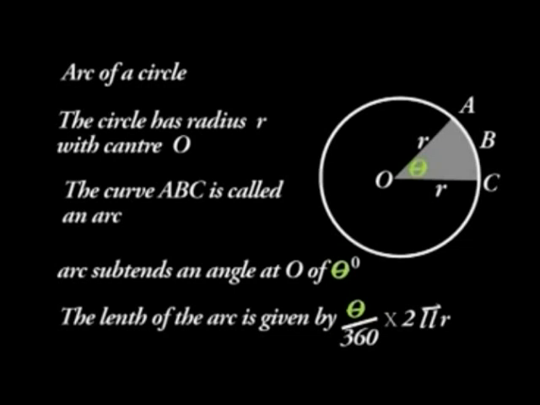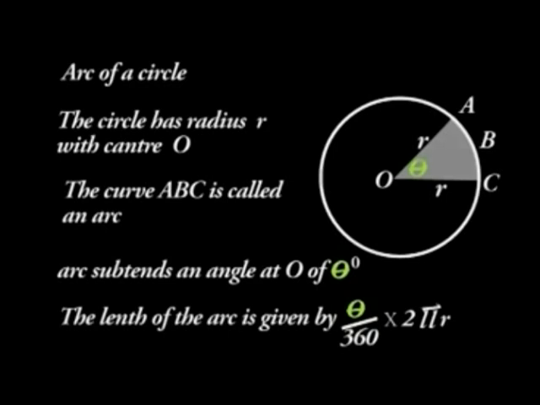Arc of a circle. Consider the figure below. The circle has a radius R with center O. The curve ABC is called an arc. The arc subtends an angle at O of theta degrees. The length of the arc is given by theta over 360 times 2 pi r.